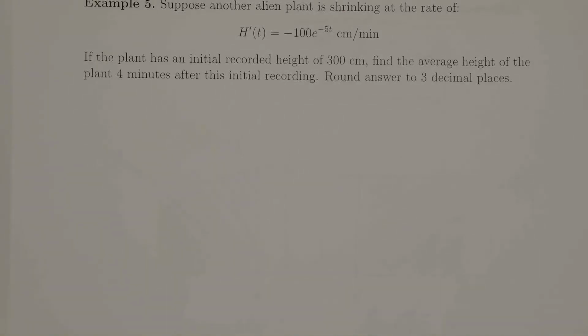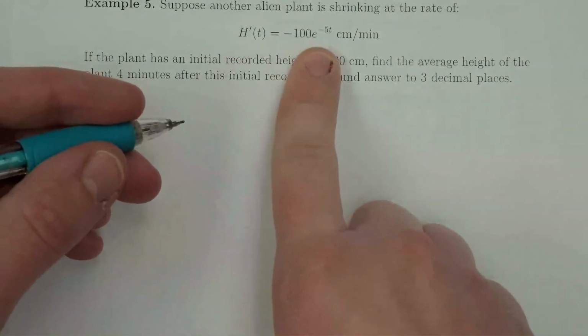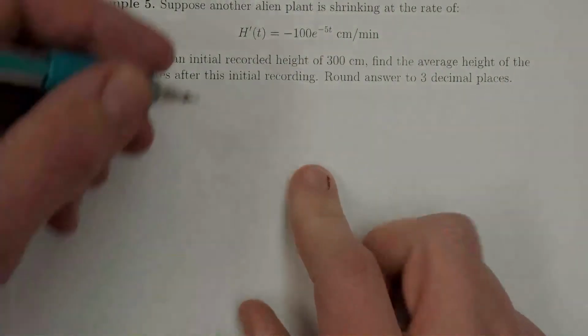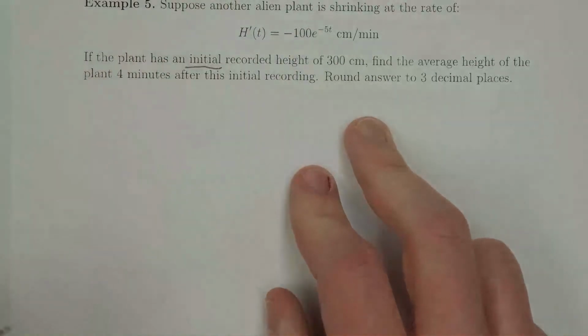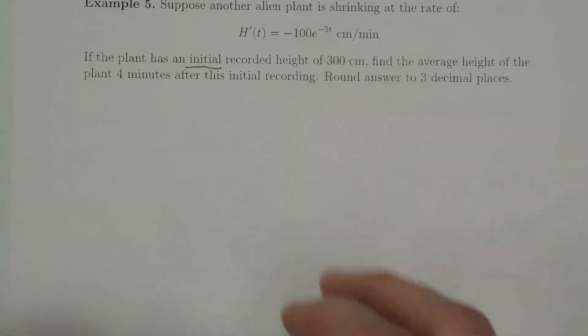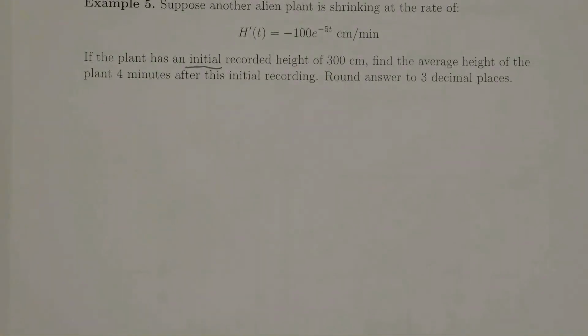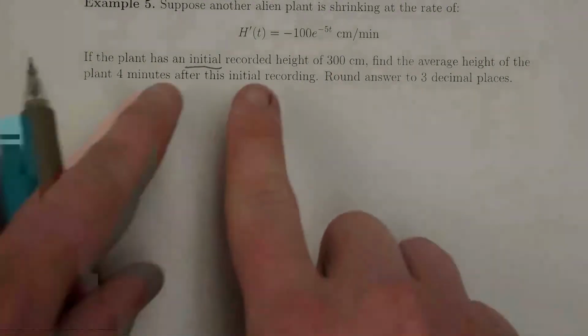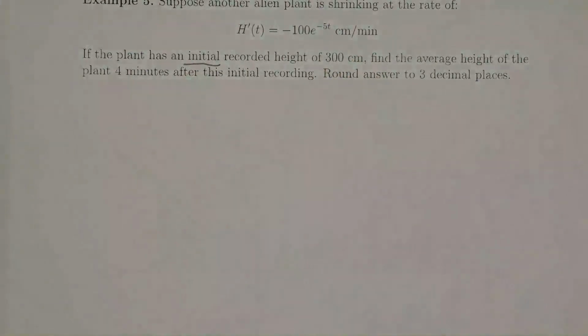All right, so this one's going to be fun. Here we go. So, a couple things we need to look at here. So h prime of t is given by this. Okay, fair enough. We also have that the plant has an initial height of 300 centimeters. So if we denote h of t as our height function, then what should this bit of data tell you about our initial condition?